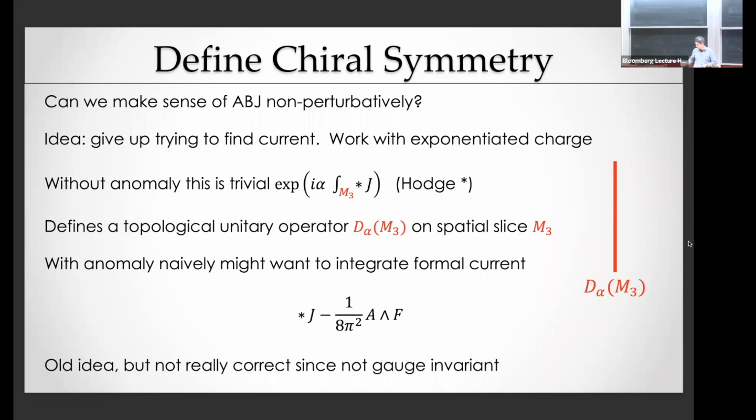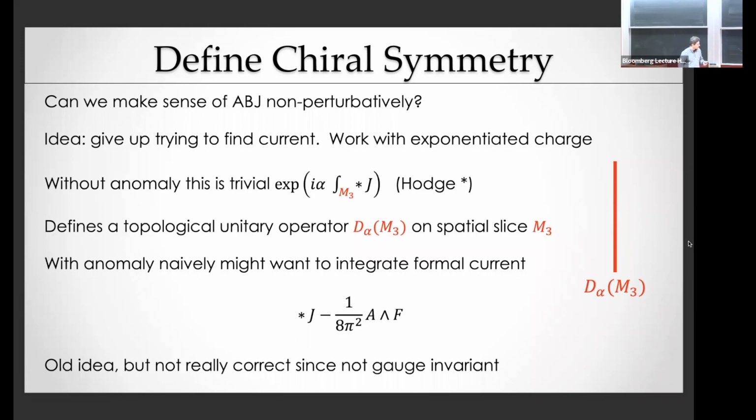But what should you try to do? Well, I don't know who was the first to attempt this trick, but you can even read about it in Weinberg. You just say, let me move the divergence to the other side. Divergence of J is F wedge F. Let me put the antiderivative of F wedge F on the other side and call that part of J. So you might want to integrate this formal current, star J minus 1 over 8 pi squared A wedge F. This is an old idea, but it's not really correct because A wedge F is not gauge invariant. That doesn't quite make sense.